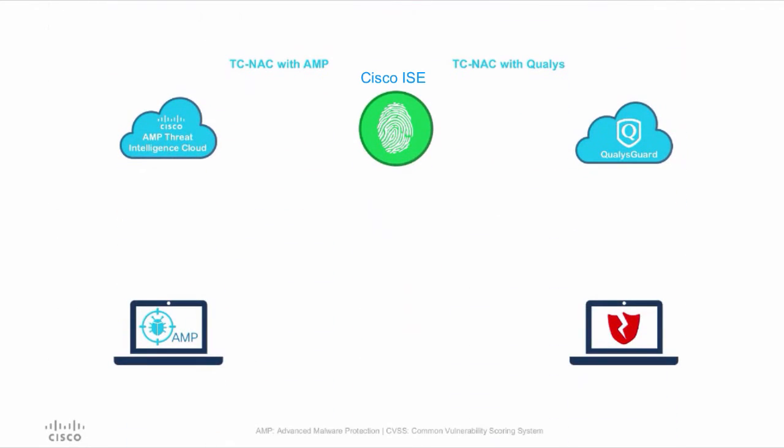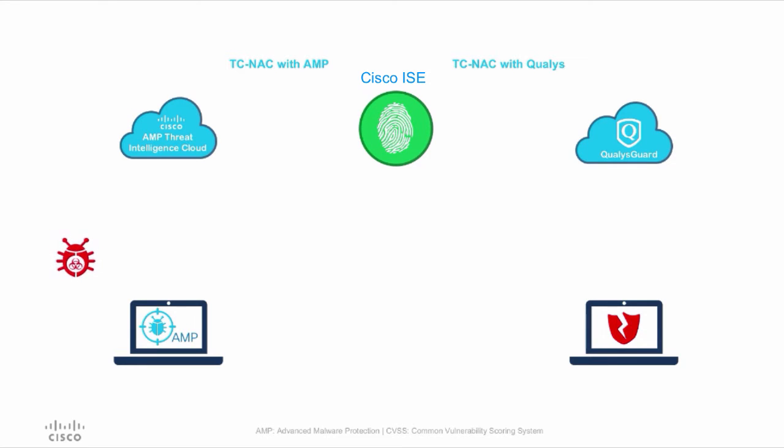Introducing the Cisco Threat Centric Network Admission Control solution. Cisco ISE 2.1 can now integrate with Cisco AMP and Qualys Guard service to control network access based on threats and vulnerabilities. The way this integration works is like this.